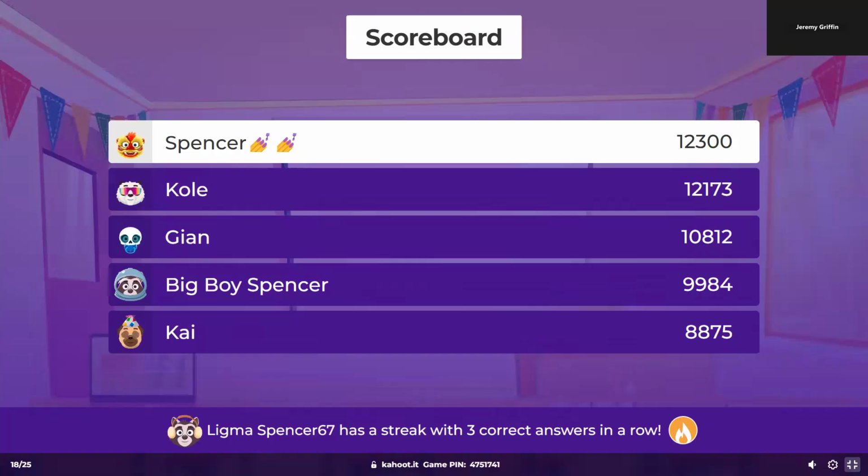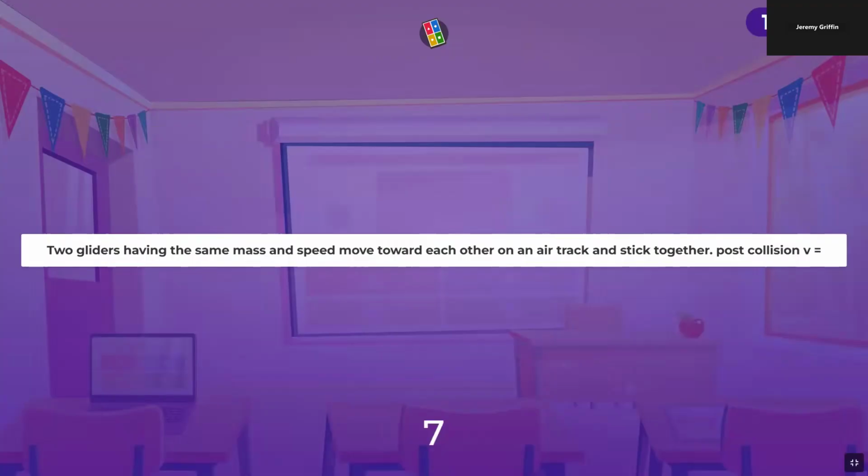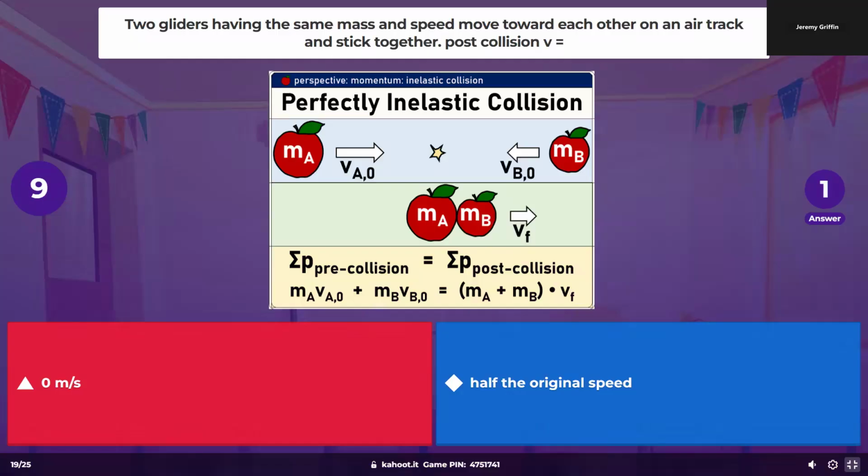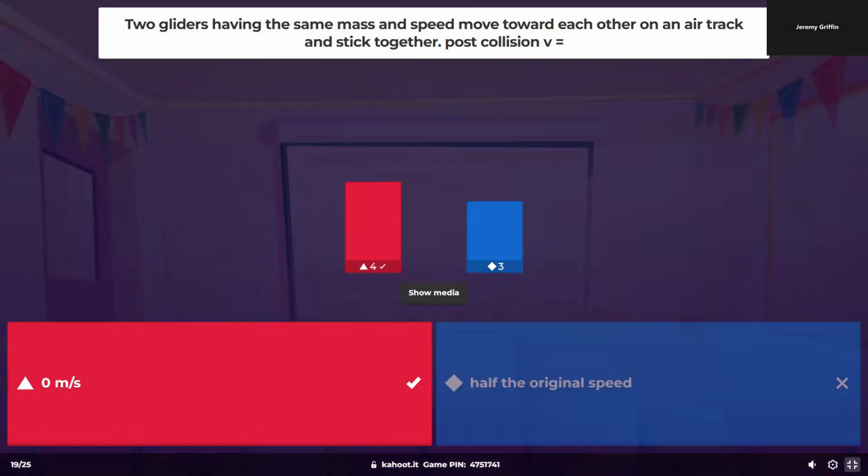Kai, Big Spencer, Gian, Cole, Spencer. Two gliders, same mass, same speed, move toward each other on an air track and stick together. What's the post-collision velocity? Yeah, 0 meters per second. Convince you guys that's true too.